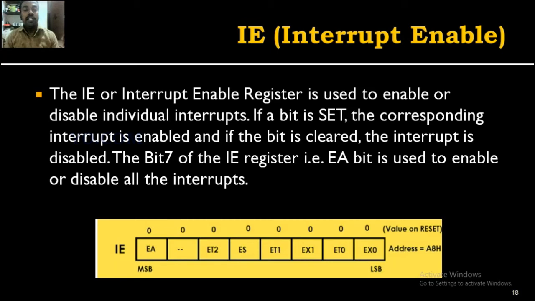Next one is the interrupt enable register. This is also an 8-bit register. The interrupt enable register is used to enable or disable individual interrupts used in the 8051 microcontroller. If a bit is set, the corresponding interrupt is enabled. If the bit is 0, that means cleared, the interrupt is disabled. Bit 7 of the IE register, that is EA, is used to enable or disable all the interrupts. If it is 1 it will enable all the interrupts. If it is 0 it will disable all the interrupts.